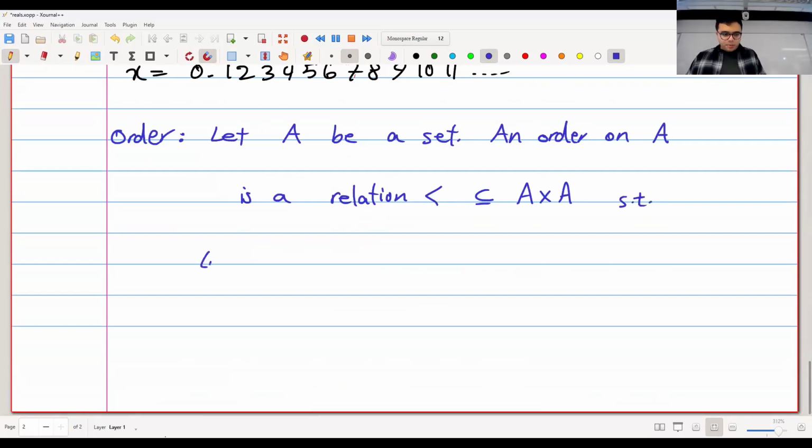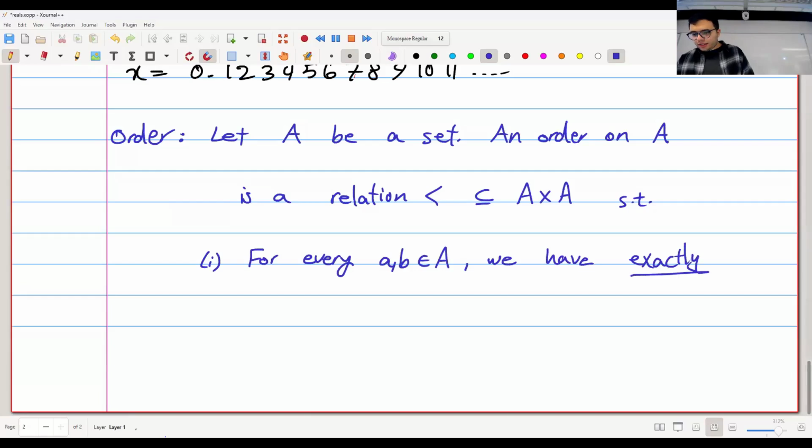Very easy. My first property is that I want to be able to compare any two members of my set A. So for every a and b in A, I have exactly one of the following three cases. Either a is less than b, or a is equal to b, so they're the same element, or b is less than a.